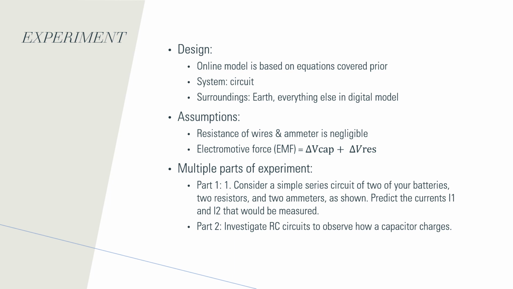There are multiple parts to this experiment. Part 1: I consider multiple circuits consisting of 2 batteries, 2 resistors, and ammeters with voltmeters, and I need to predict the currents I1 and I2. And then part 2 says to investigate an RC circuit to observe how capacitor charges change.